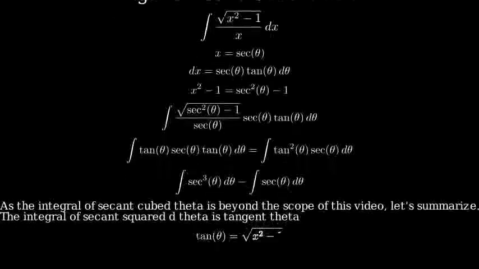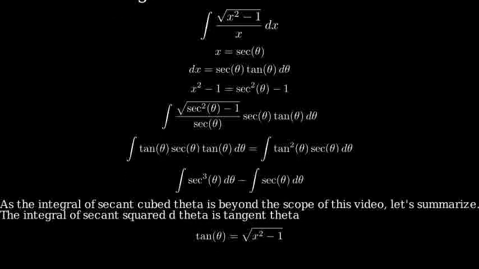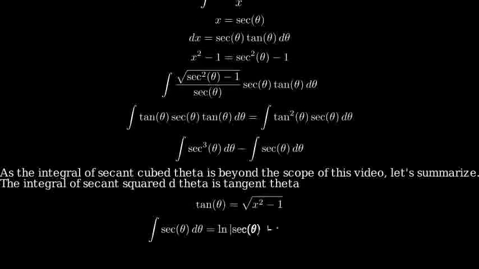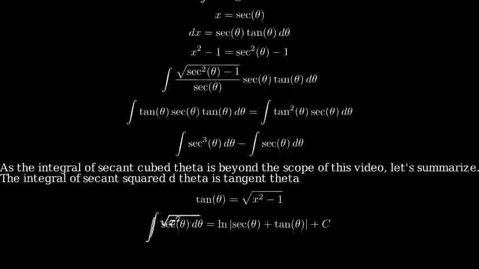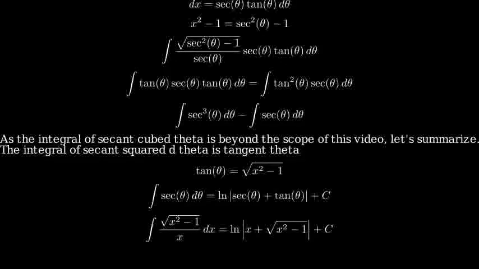Now we reverse substitute back into x, using our original substitution x equals secant theta. That gives us tangent of theta equals square root of x² minus 1. Therefore, integral of secant theta is equal to ln of secant theta plus tangent theta. Replacing these back in terms of x, we arrive at the result. Integral of the square root of x² minus 1 over x dx is equal to ln of x plus the square root of x² minus 1, plus a constant c.